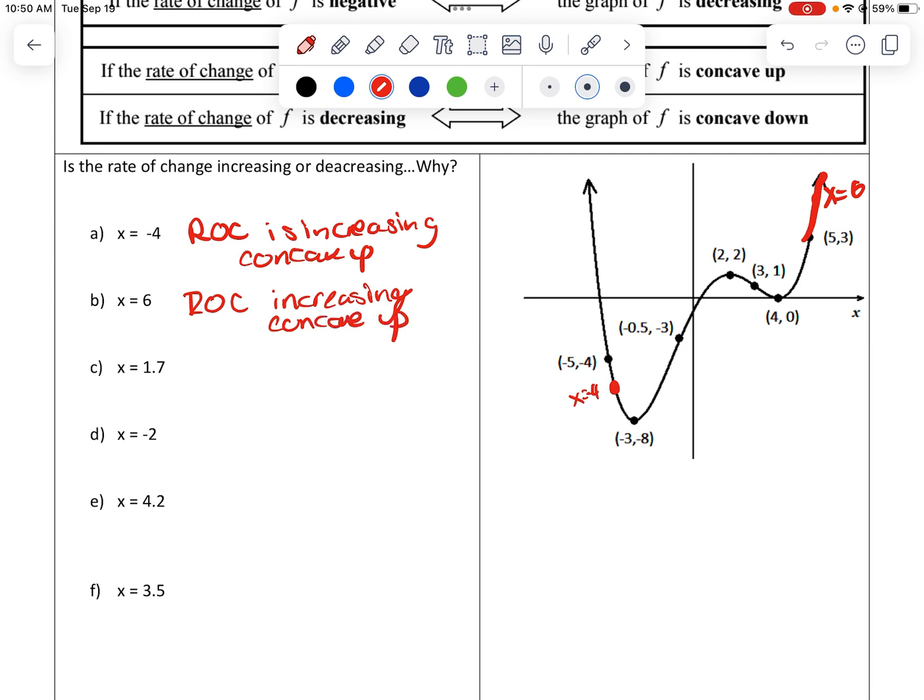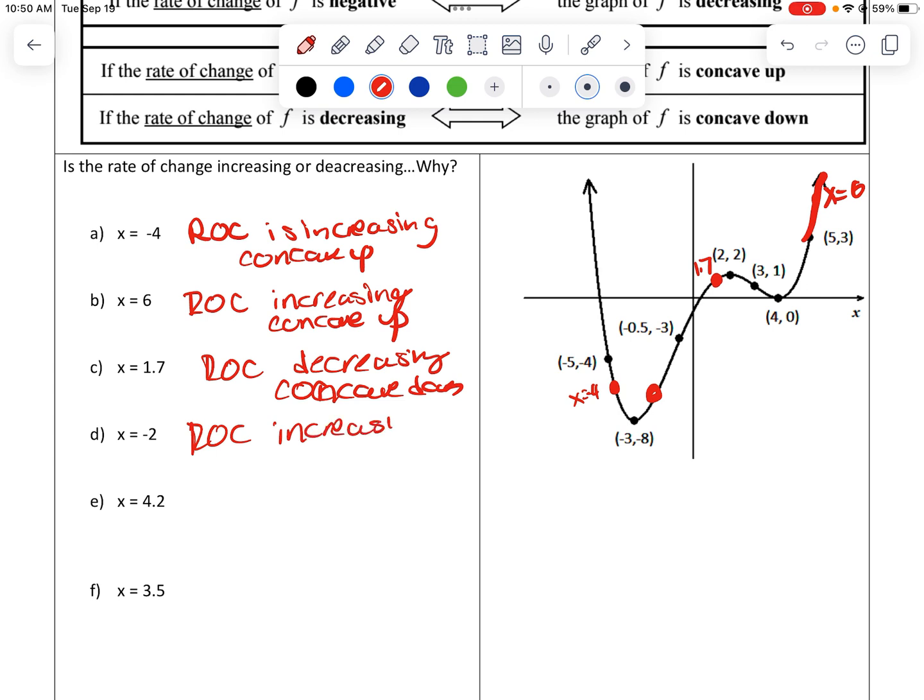How about at 1.7? So maybe right here. Well, its rate of change is decreasing. It's slowing down, and it's concave down. At x equals -2, so right here, I would say the rate of change is increasing because it's concave up.